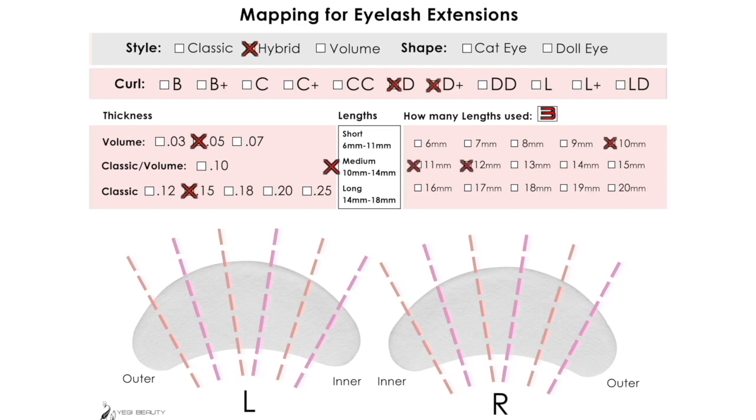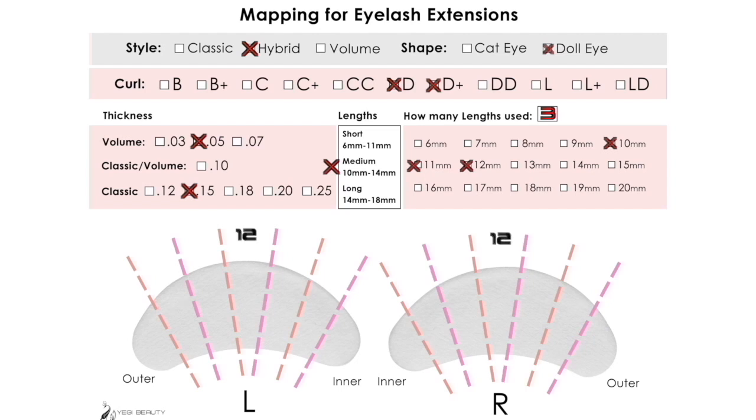Next thing, we asked her what style does she want? Does she want doll eye or cat eye? And she said she wanted doll eye. So what does doll eye mean? It means in the center, it's gonna be the longest part. And what is my longest part? Size 12, right? So in the very center, I'm gonna use 12.